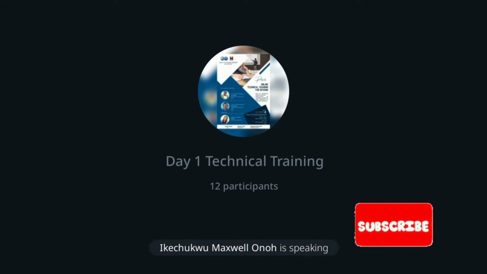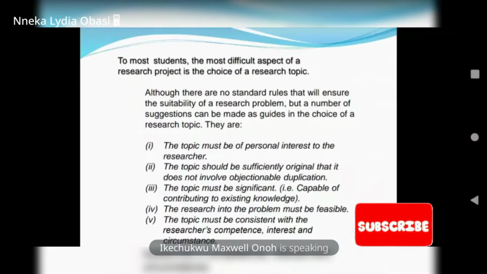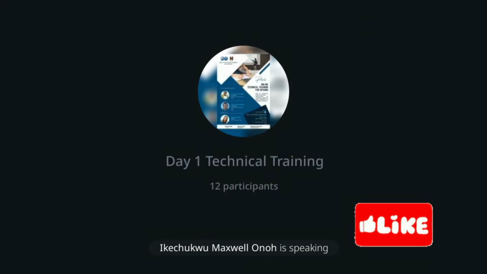Once there is no interest, there is no motivation. So that is why you must allow a researcher to come up with a topic of interest. The topic should be sufficiently original that it does not involve objectionable duplication. In the academic world, your topic must be original.